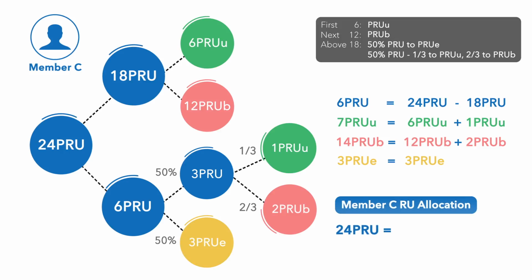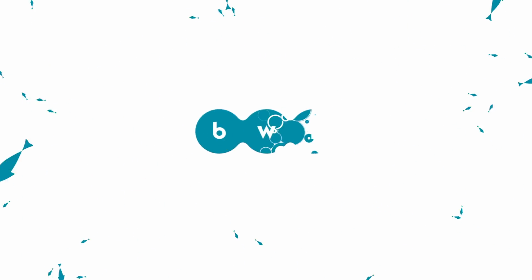Now you have it. The allocation logic is fair and simple, right? I believe now you would have a clear picture of how your RU is allocated. You're now ready to embark on a fulfilling career with BWL.